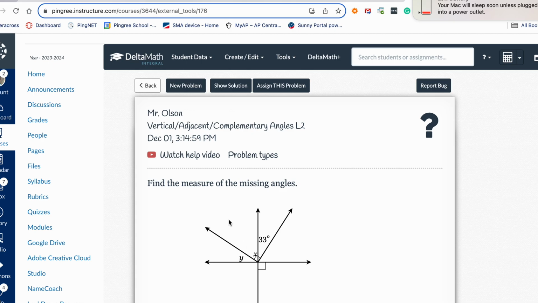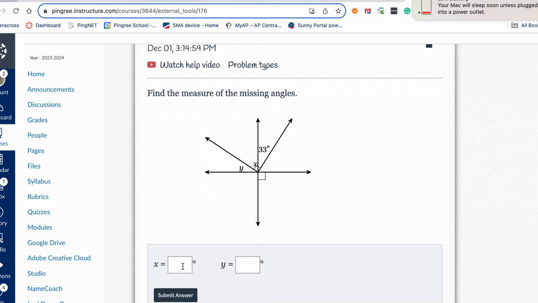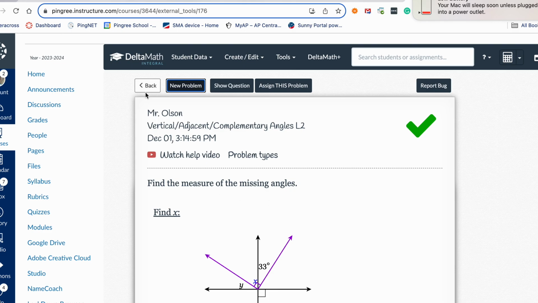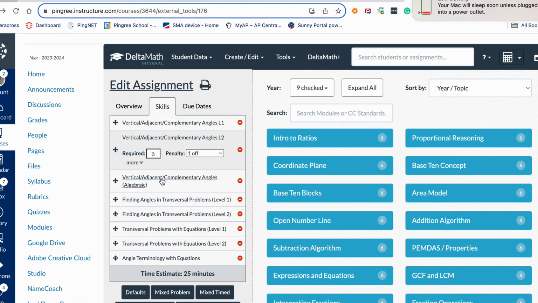So X is 57, and then Y will be the same as 33, because X and Y add up to 90 because they're both on the X and Y axes. So X is 57 and Y is 33. Okay, so now if we go back here, we've got more complementary angles.